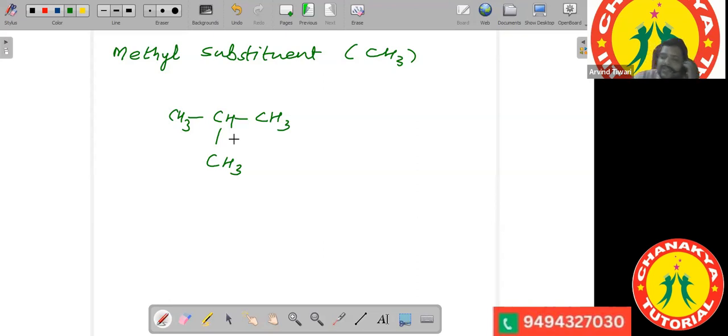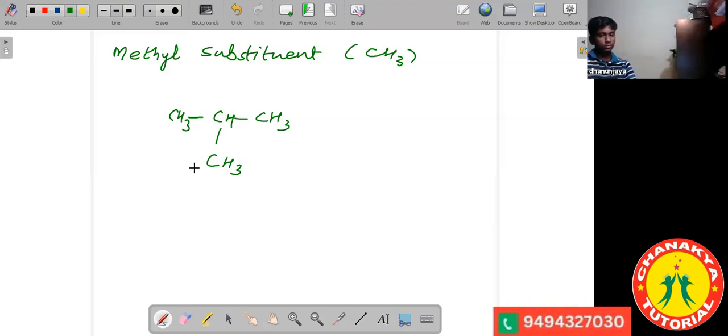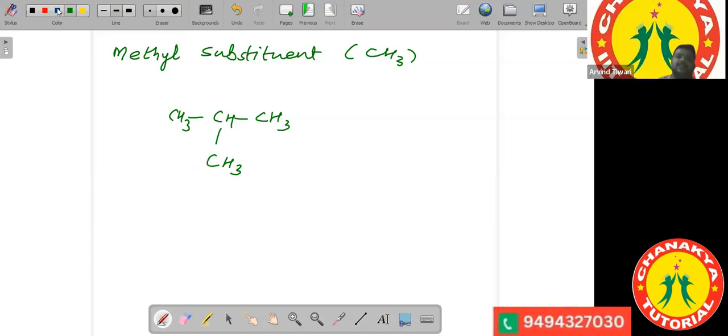We start with our initial steps. At the first step, we choose the parent chain. The parent chain is the one which contains the largest number of carbon atoms. So what is the largest chain of carbon atoms? It is 3. The longest chain of carbon atoms is made of 3 carbons. You can see this is the longest chain.